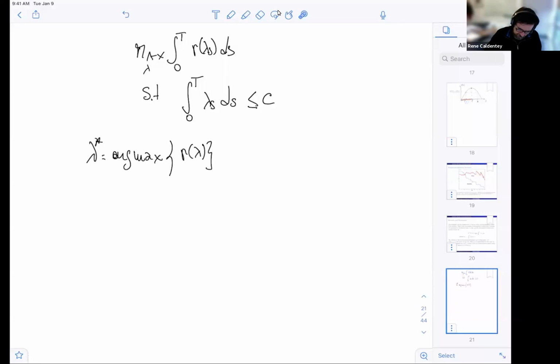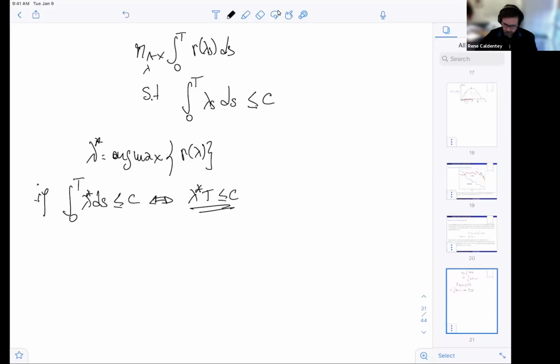So if the integral from 0 to t of lambda star ds is less than or equal to c, then that will be feasible. If you have enough inventory so that you can set lambda star at all times, then that's the best thing to do. And so this is equivalent to saying that lambda star times t is less than c. So in this case, the optimal strategy is to just set lambda(s) to be this lambda star.